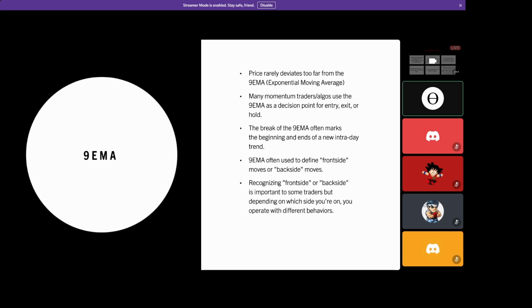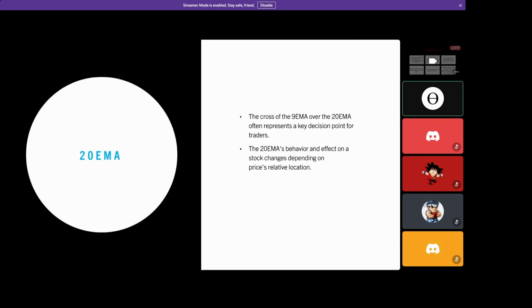If you're on the front side, the 9 EMA is used more as a momentum tool to know when to long or where to put your stop. Maybe if it's on the backside though, it allows you to know when it's time to get a good short, or when it's time to use that 9 EMA not as a support, but now as a resistance. All right, so that's the 9 EMA tendency. And then we're going to measure the 9 EMA relative to the 20 EMA. The cross of the 9 EMA over the 20 EMA often represents a key decision point for traders.